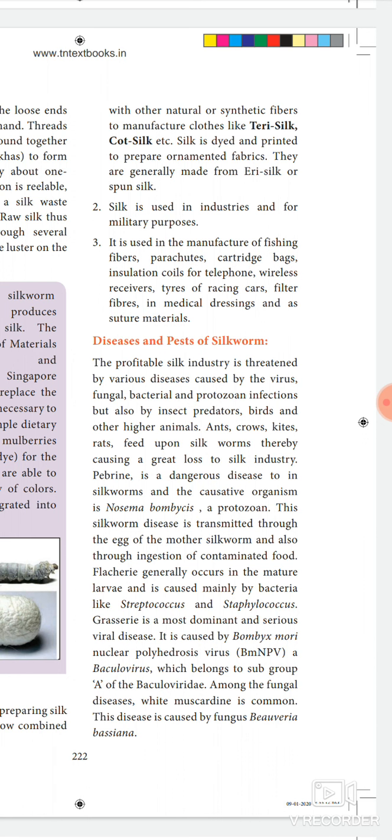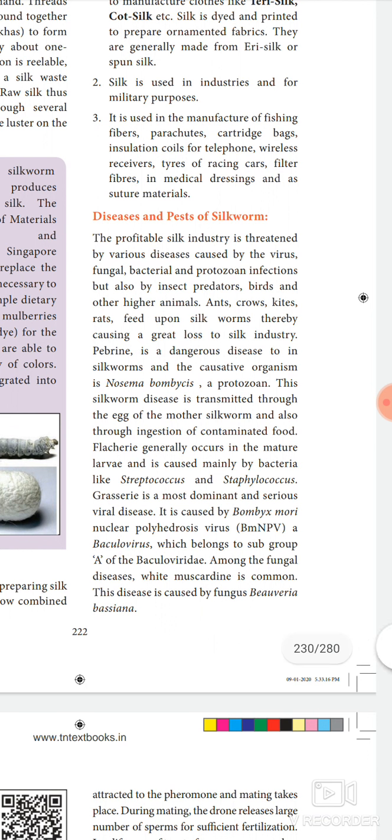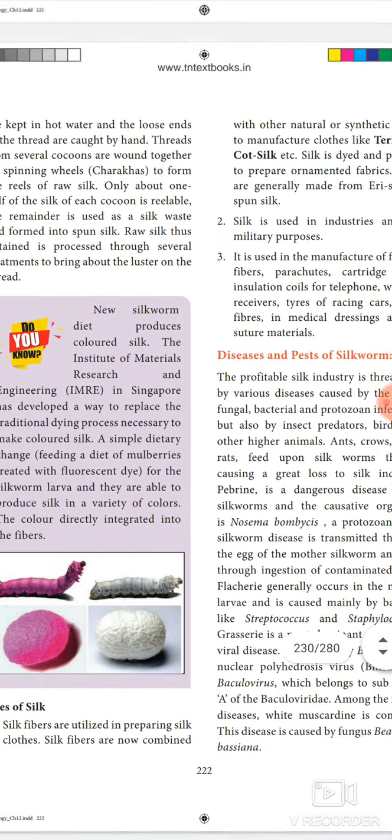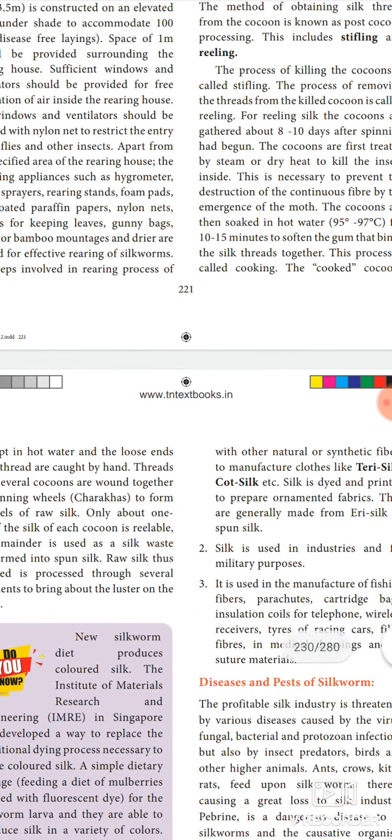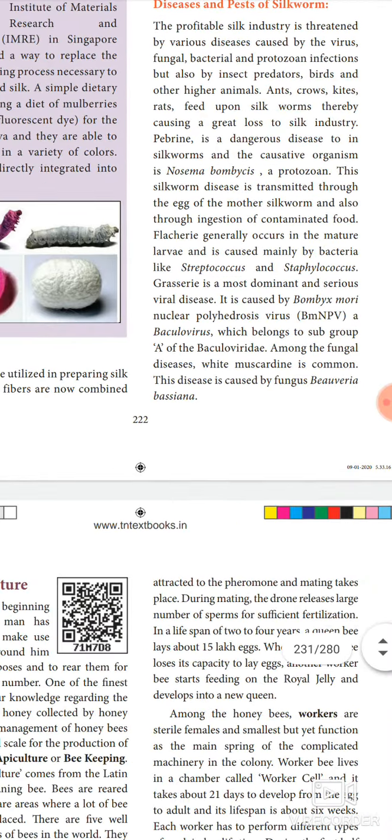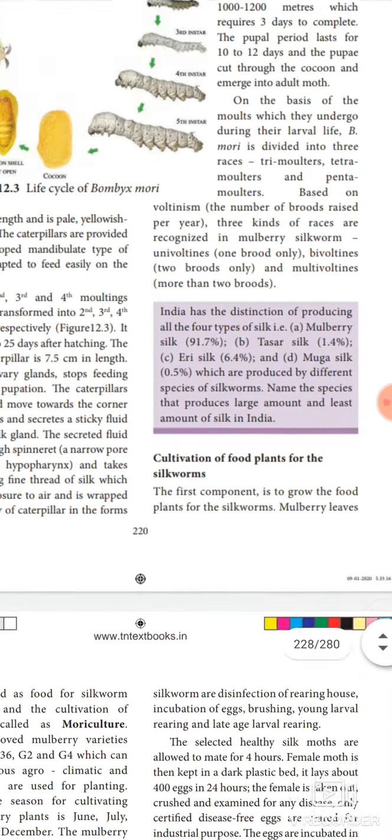Among the fungal diseases, white muscardine is common. This disease is caused by the fungus Beauveria bassiana. Okay, so these are the diseases that occur in the silkworm. Okay students, have you all understood?